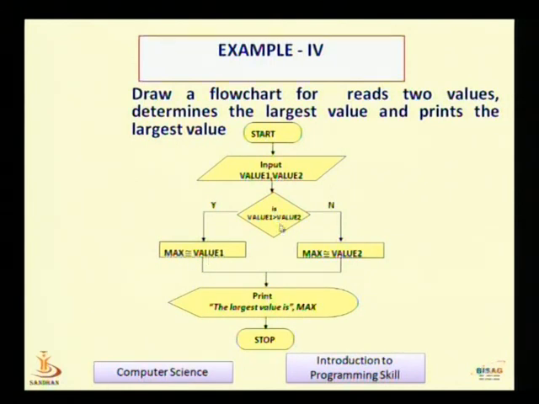If value 1 is the smaller one and value 2 is larger, then this check is false, and we come over here to value 2, and the largest number is value 2. Then we print it. Here these are the input symbol, these are the display symbol, these are the decision symbol, and the ending of your flow chart is through a stop statement.